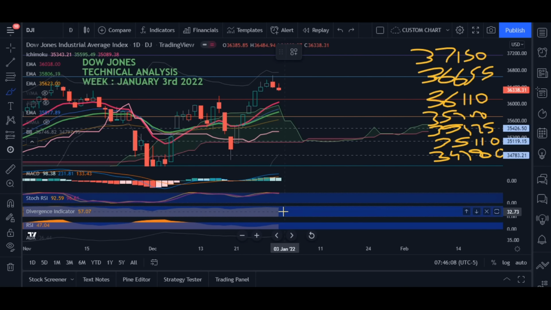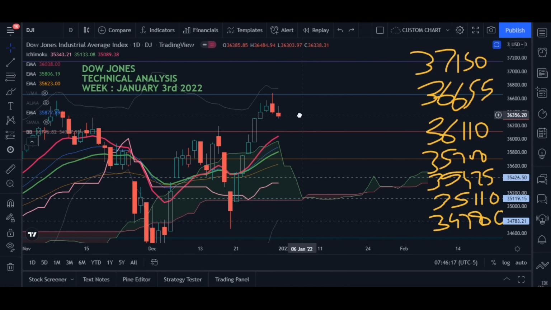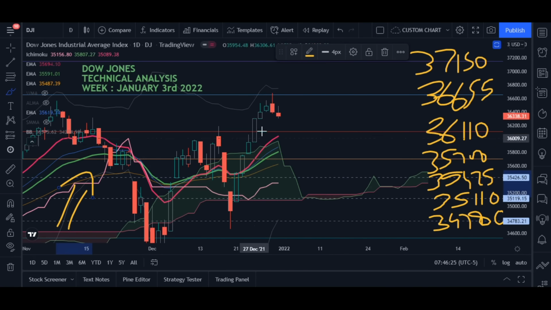Now the momentum is building up in favor of bulls, but it is not much. As of now, through all of the technical indicators, it is clear that the market is bullish, clearly bullish. Okay, it means there are bullish sentiments in the market.